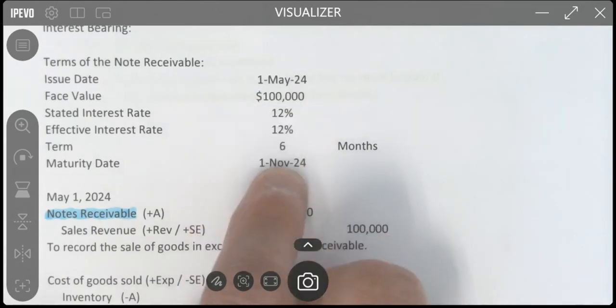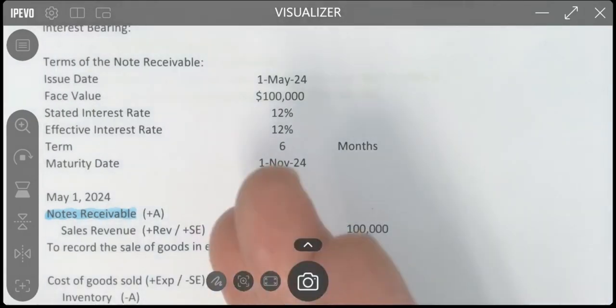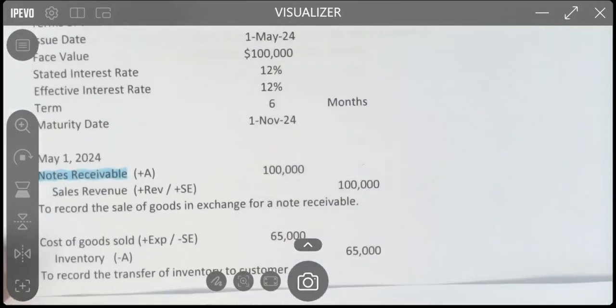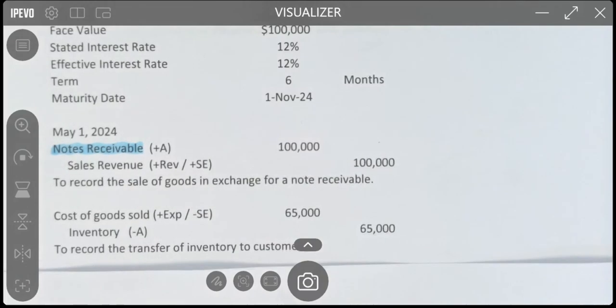So 6-month life: May, June, July, August, September, October. And then at the end of October, we pay it back. 6 months. All right, so we have that. Now we have that receivable on the books, and it's going to earn at a 12% annual rate. So that's a nice little investment. If they pay, it's a nice little additional source of revenue for the company.